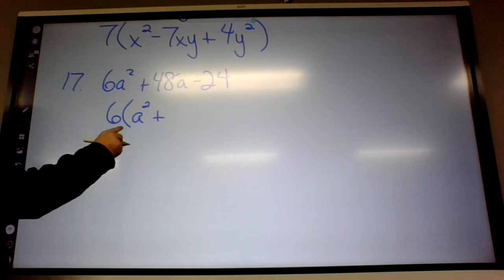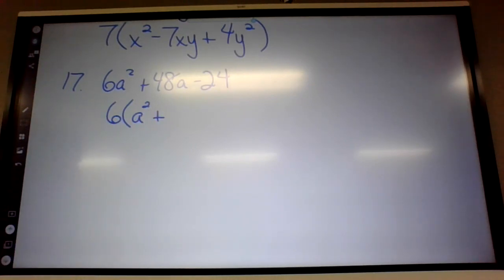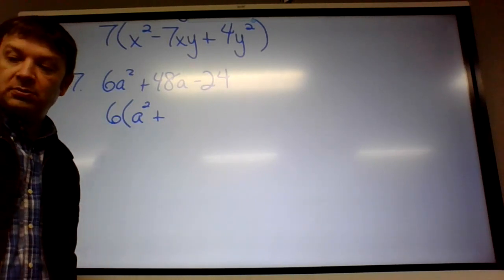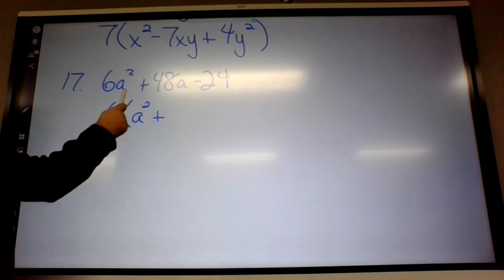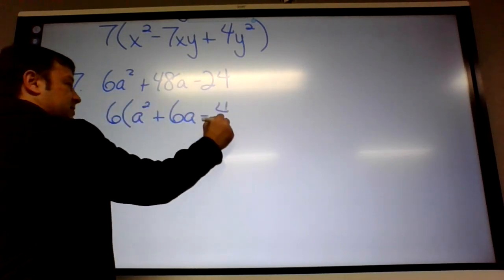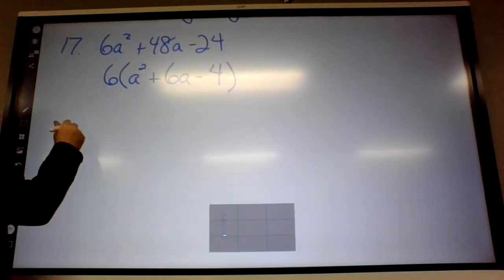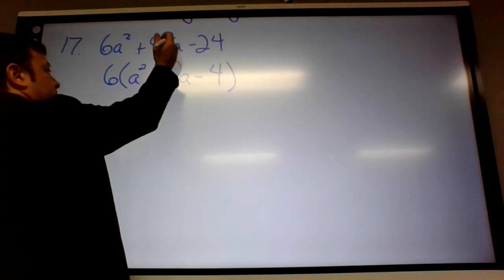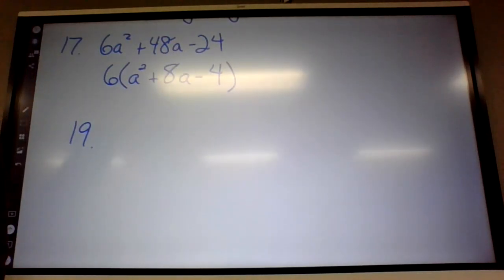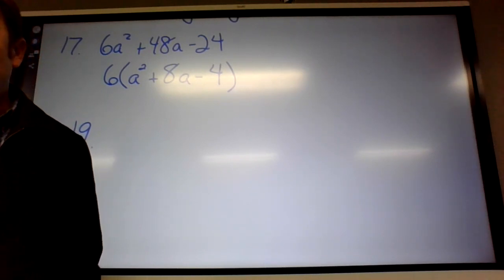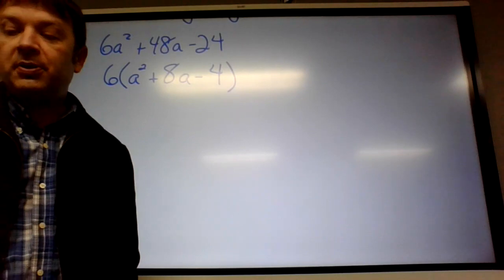Are there going to be any like decimals? No, we don't really factor with decimals. Okay, 48a divided by 6 is 6a. 24 divided by 6. I thought 48 divided by 6 was 8. Oops. Okay, 19. Yep. 19, 6a squared.